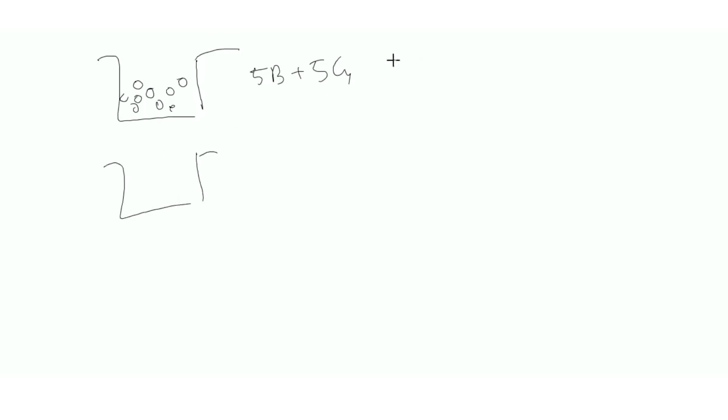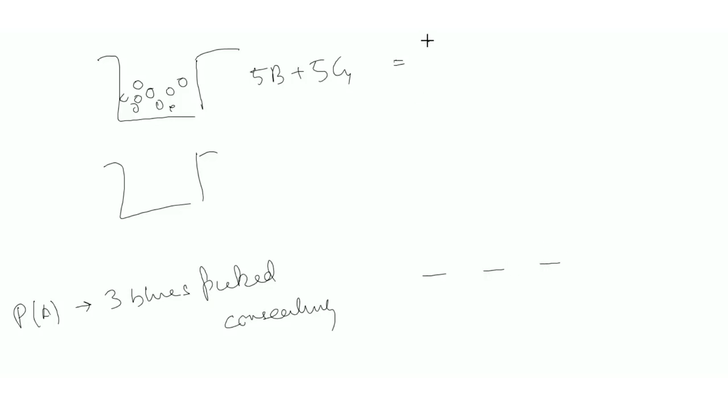Now I'm concerned about the event A, where 3 blues are picked consecutively. What is the probability of this particular event happening? If we want a blue in the first place, then the probability is very simple. It's 5 out of 10. Now we want the second blue. Now we want consecutive blues, that means the first one is blue. For that the probability is 5 by 10.